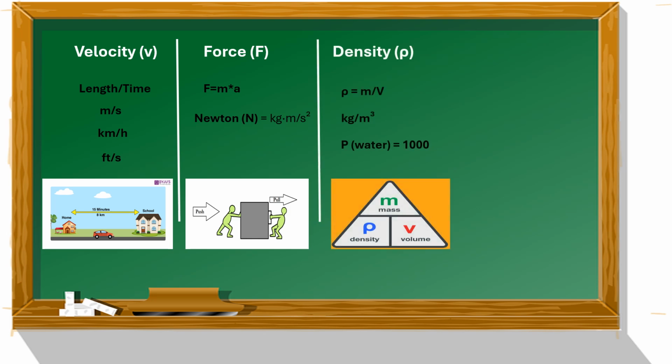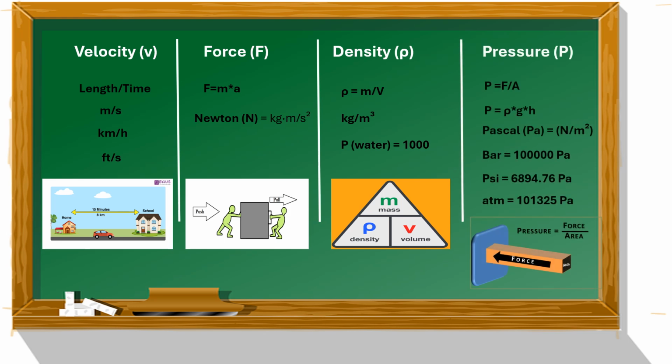Next, let's talk about density, a unit that tells us how compact a material is. Density is simply mass over volume, and it's measured in kilograms per cubic meter, which is the SI unit. Note that water has a density of 1000 kilograms per cubic meter, which is why some objects float while others sink.